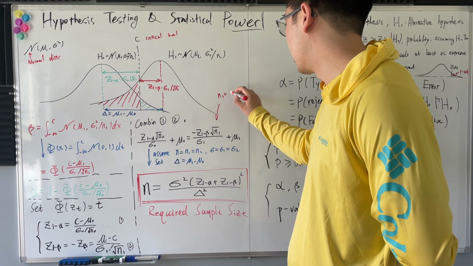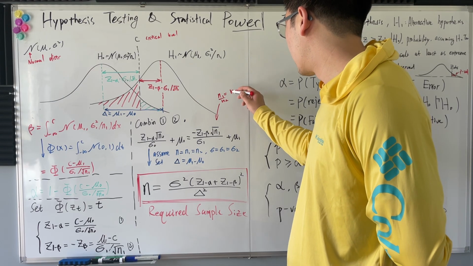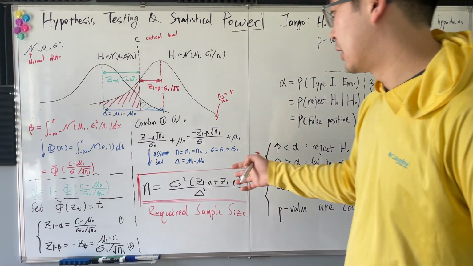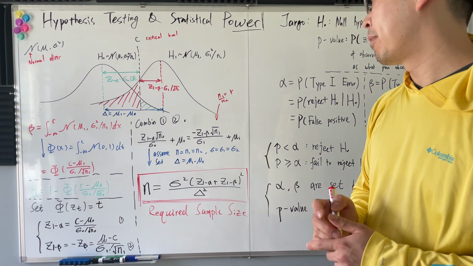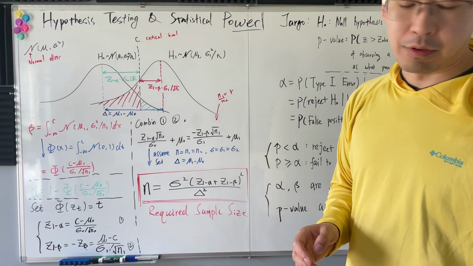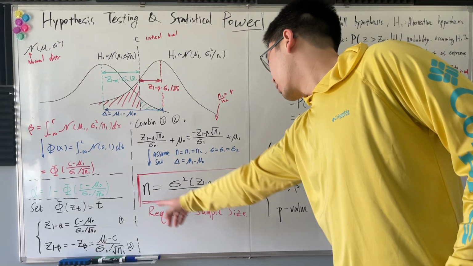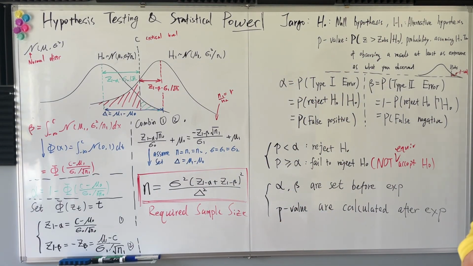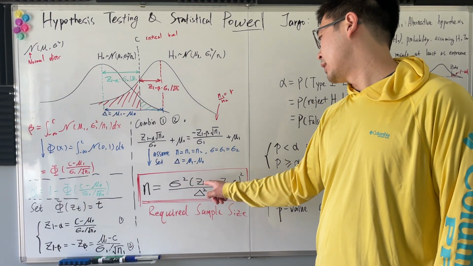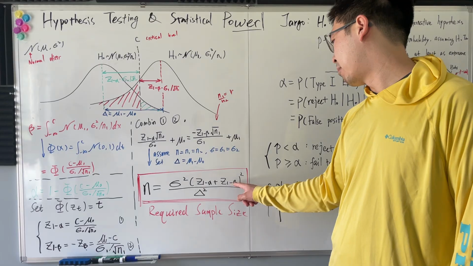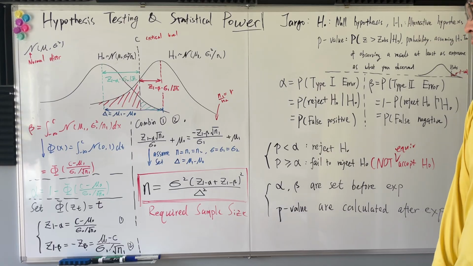You can set n1 over n2 equals r, just for the ratio, and then further simplify the equation using this. It will be a little more complicated expression. We can derive it if you want to derive non-equal sampling. But you will get this equation, which looks nice and neat. It gives the required sample size: n equals sigma squared times z_{1-alpha} plus z_{1-beta}, squared, over delta squared, where delta is mu1 minus mu0.